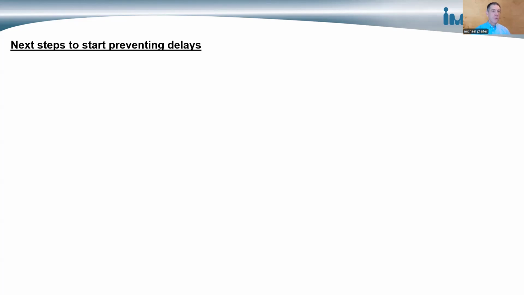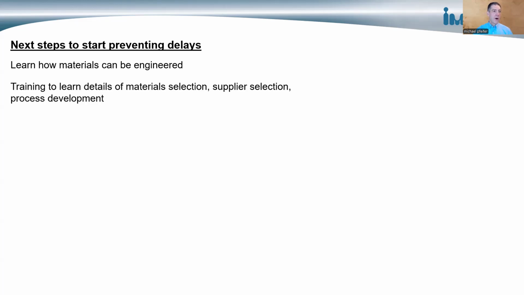So, for those of you who are interested, there are some steps if you want to look into materials engineering more for helping to avoid product delays. You can learn how materials can be engineered. There are lots of courses online, and also you can get on site and through different organizations about the science and engineering of materials. We also offer courses on metals and how metals are engineered, and also on failure analysis and on corrosion and other aspects of metallurgy. Also get training to learn the details of material selection and supplier selection and process development.